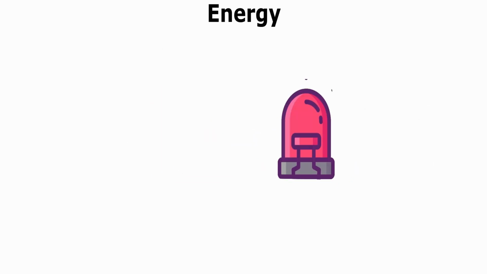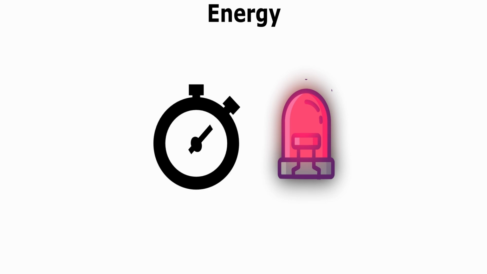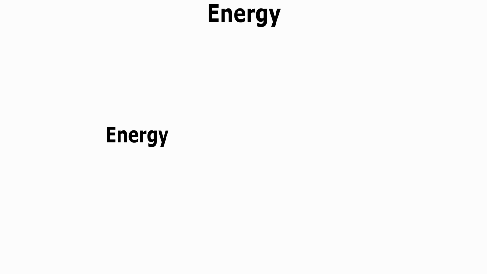On the other hand, electrical energy is nothing but the total amount of electrical power consumed over a particular period of time. So electrical energy is given by the formula power into time.